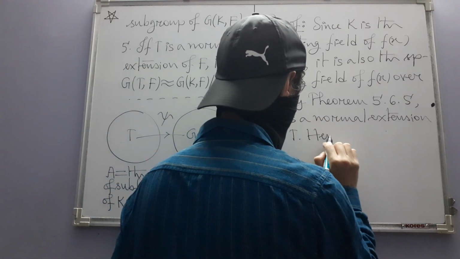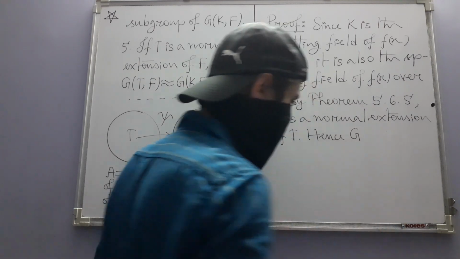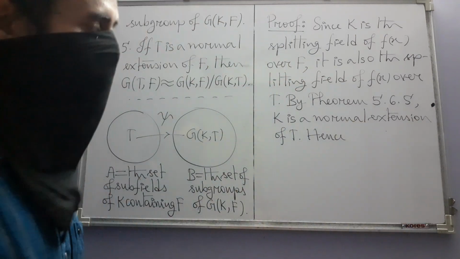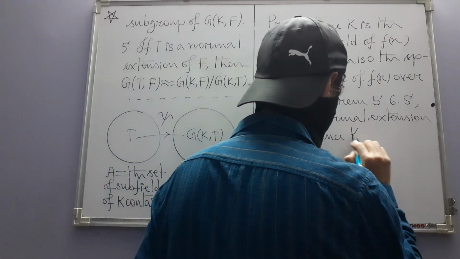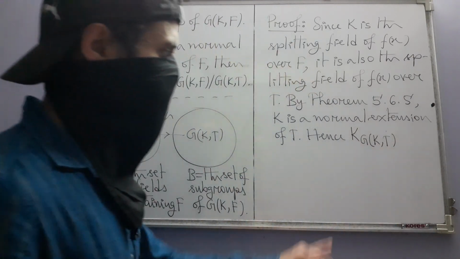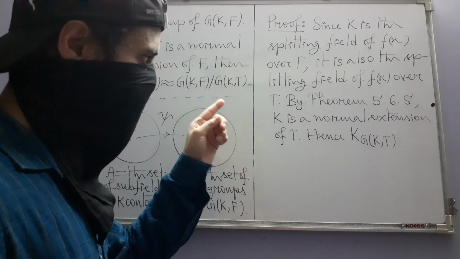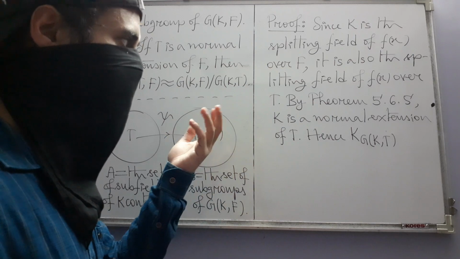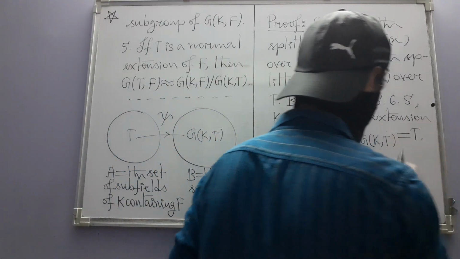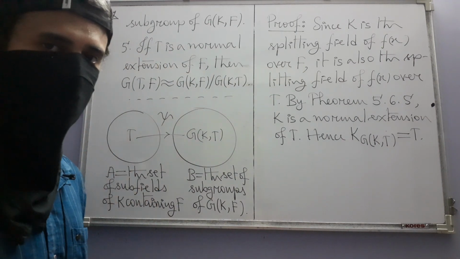Hence, okay, so now what can we say about the fixed field of this group? The fixed field of the group G, K, T. The notation for that is K suffix G, K, T. Because K is a normal extension of T, by the very definition of normality, this fixed field is just T. And this is part 1.